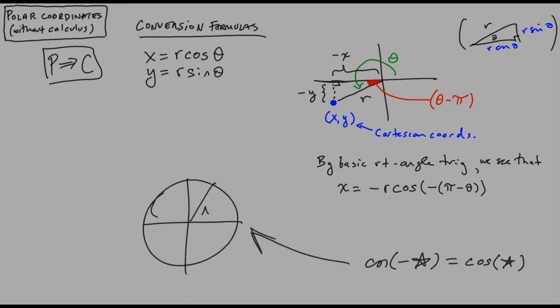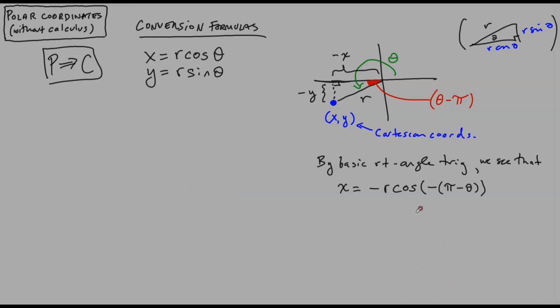If I have some angle, star, and I also look at minus star, then what do I know about the cosines of those things? Well, cosine is the x-coordinate of this point. So what do I know about the cosine of star versus the cosine of minus star? Well, obviously, those things have the same x-coordinate, which is why they have the same cosine, which is what makes cosine an even function. Anyway, that means since I've got cosine of minus something, it's just cosine of the something.